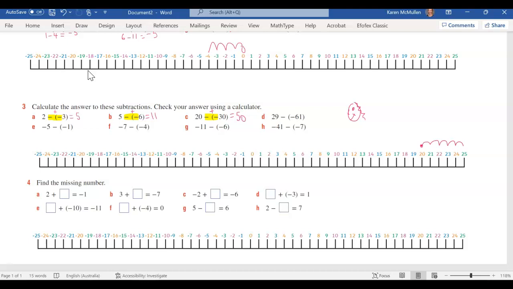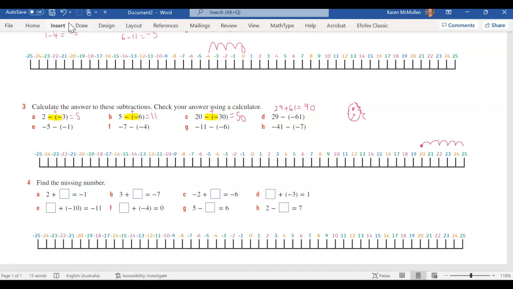So 2 plus 3 gives you 5. 5 plus 6 gives you 11. 20 plus 30 gives you 50. So when we've got 29 minus negative 61, that is the same as saying 29 plus 61. And that's going to give us 90. All right, don't need to do that on the number line.